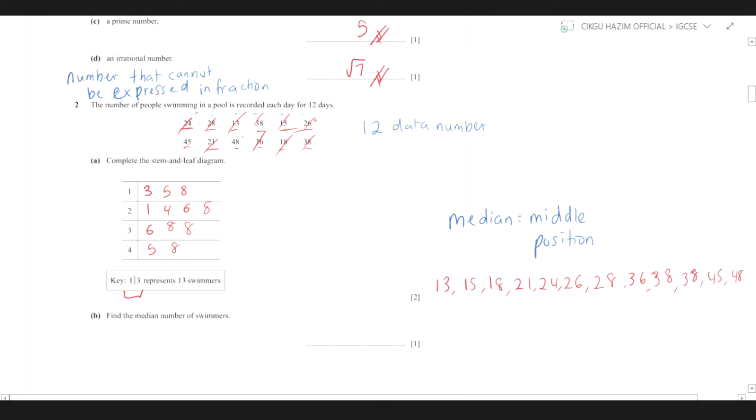Alright, so we already counted 12 data numbers here. To find the median, we divide the numbers into 6 on the left and 6 on the right. 1 2 3 4 5 6, 1 2 3 4 5 6, which means the 12 numbers are divided, 6 on the left, 6 on the right, and the median will be in the middle, between 26 and 28. So it would be 26 plus 28 divided by 2, which gives 27. That's why the answer for the median here is 27.